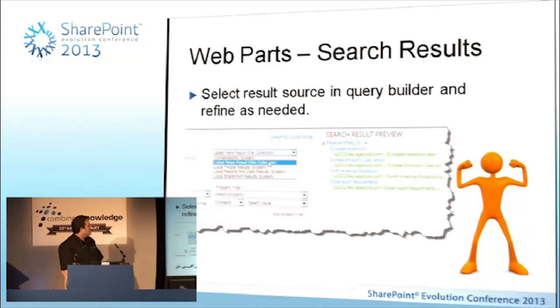In the query builder, we can choose our result source, so where the data is coming from. And we can see the preview query there, which is ideal, so you don't have to keep saving your page and updating it. Anyone who's worked with the search core results in 2010 knows what a pain it is to save, refresh, reload, re-edit. You can build your query a lot quicker now in the query builder.